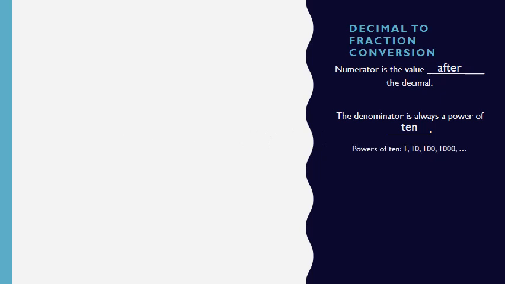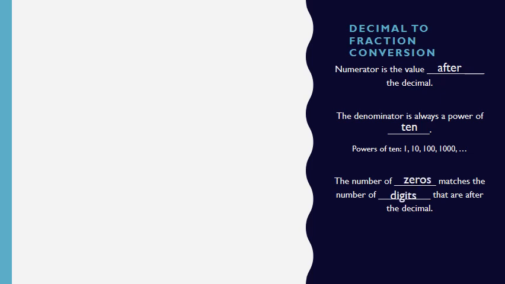So I have a couple of examples written down for you. When I say power of 10, that's what we're looking at, 1 with a certain number of zeros after it. Now, the decision you have to make is how many zeros should I use. The number of zeros matches the number of digits that are after the decimal. When you're done, you'll have a fraction. Whenever we deal with fractions, you always need to remember to simplify.